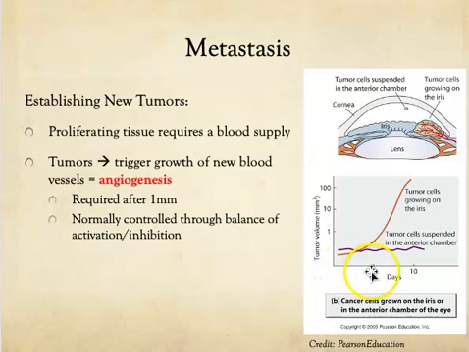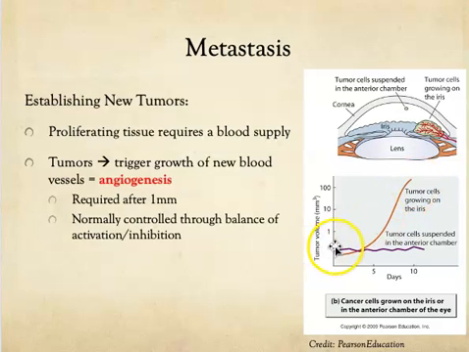You can see days on the x-axis. This is something that takes time. And on the y-axis, you can see the volume of the tumor or the size of the tumor. The group that had tumor cells implanted in the anterior chamber is represented by the purple line. And the group that had tumor cells implanted on the iris is represented by the red line.